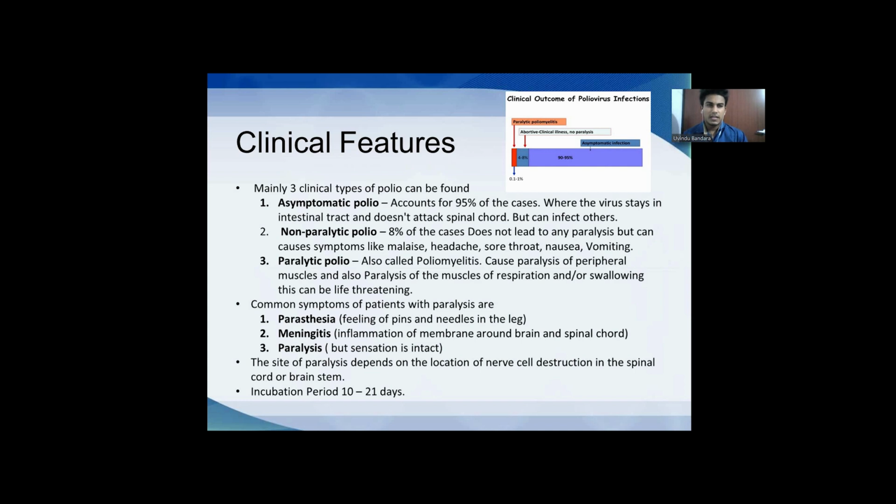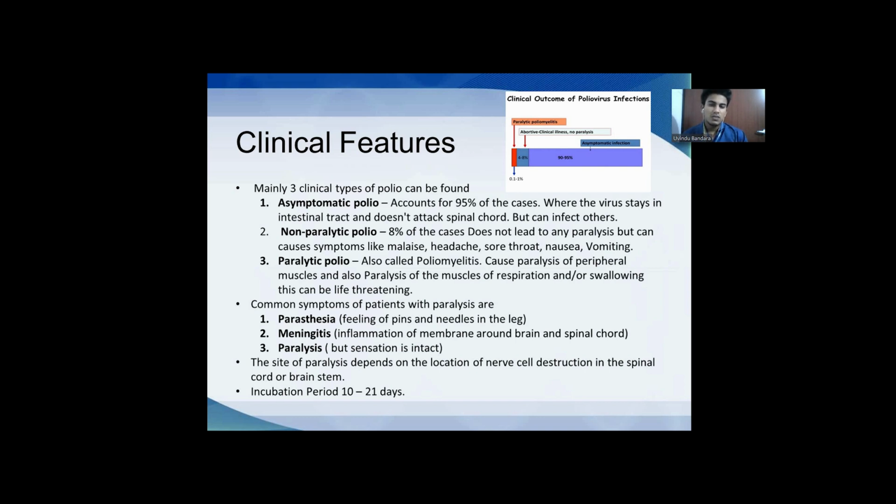Let's talk about the clinical features of a polio patient. There are 3 main categories. We divide these polio patients according to the clinical symptoms they show. The first one is asymptomatic polio, which is the most common one. 95% of infected polio patients are asymptomatic, where the virus stays in their intestines and doesn't show any symptoms to the outside, but they can still infect others through their feces.